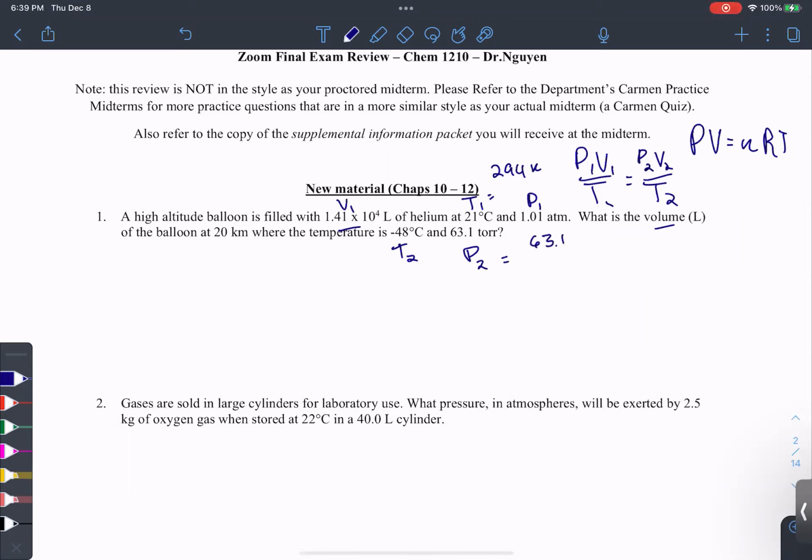So 63 torr divided by 760 torr would change that to ATM, whatever that is. That would be P2. And then at that point, it's plug and chug. So a little distractor here would be that 20 kilometers. That's not part of our combined gas law or the ideal gas law. But we use all the other pieces of information.